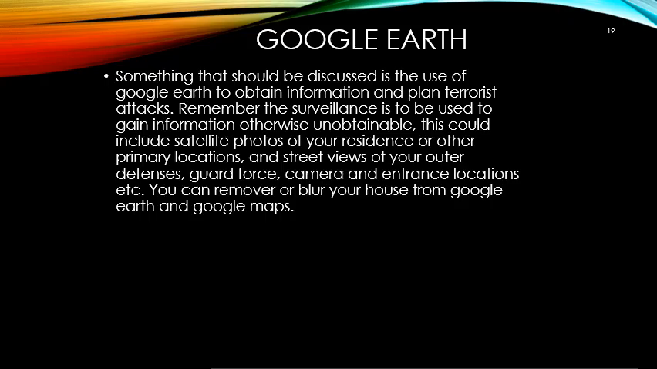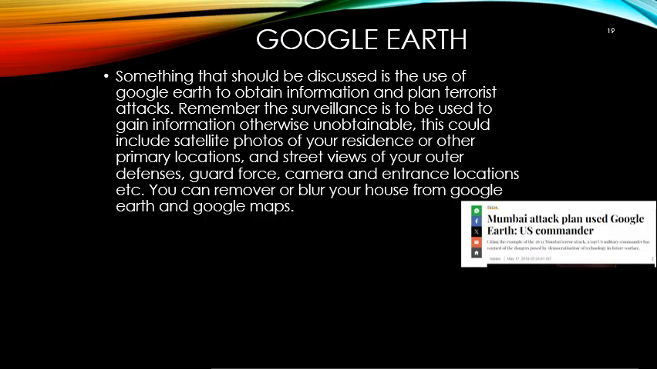Now, something that should be discussed is the use of Google Earth and other imaging software to obtain information on planned terrorist attacks. Remember, the surveillance is to be used to gain information otherwise unobtainable. This could include satellite photos of your residence or other primary locations and street views of your outer defenses, guard forces, cameras, entrance locations, etc. You can remove or blur your house from Google Earth and Google Maps just by asking. It has been done in the past.